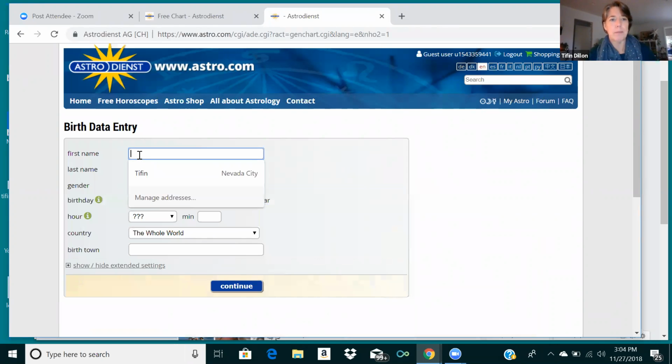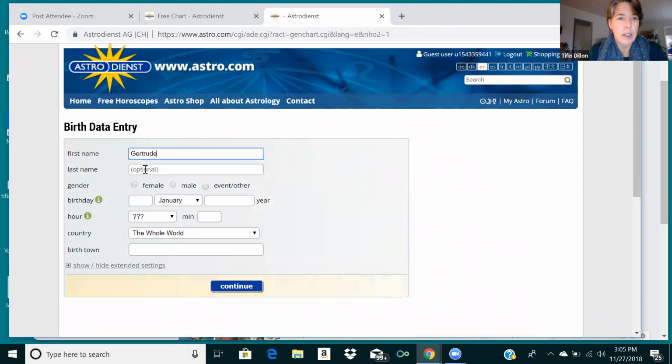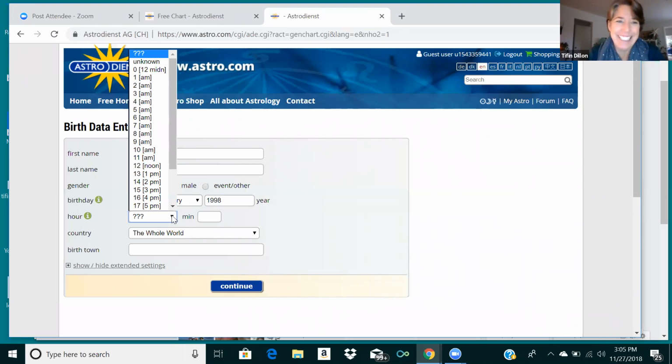Okay, let's make someone up. Let's have this be Gertrude Smith. Oops. And Gertrude Smith is a young woman. She was born on the 10th of January in 1998. I hope that's still a young woman.